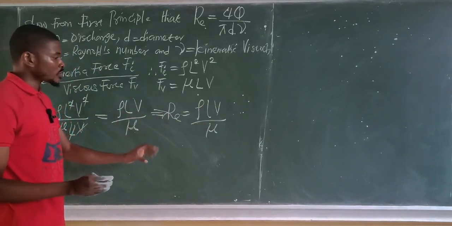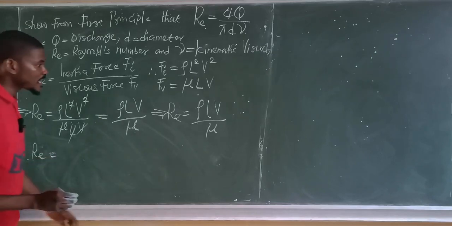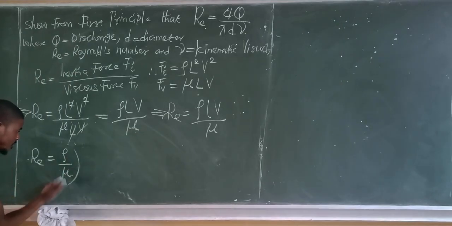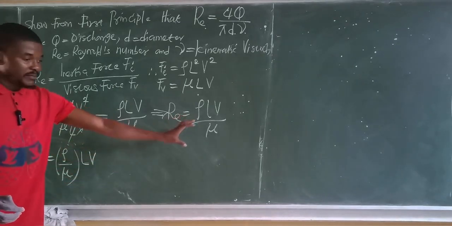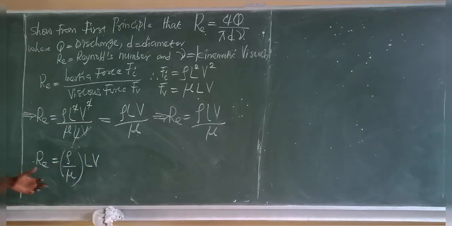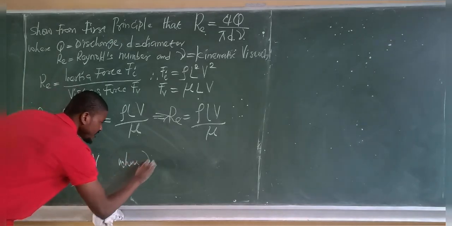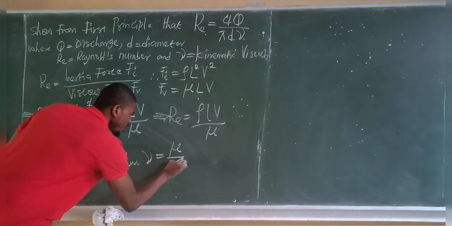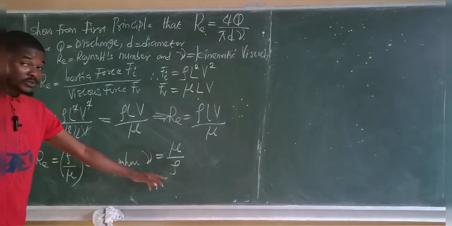Now, if we rewrite this equation a bit, we are going to obtain something. Reynolds number is equal to rho divided by mu multiplied by L times V. This and this are still the same thing. Now, rho over mu is what is called the inverse of kinematic viscosity, where the kinematic viscosity itself, which is nu, is actually the ratio of dynamic viscosity over density. Kinematic viscosity is the ratio of dynamic viscosity to density.